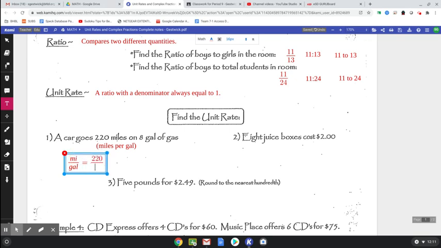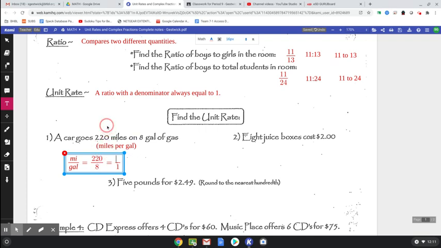220 miles for 8 gallons of gas. Now, if we want to make the denominator a 1, right? That's what unit rate is. What would you divide the 8 by to get it to be a 1? You divide by 8, right? So to get the bottom number to be a 1, you'd have to divide by 8. Really what we're going to be always doing then is 220 divided by 8.